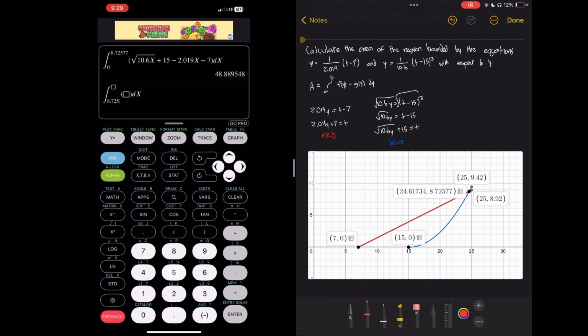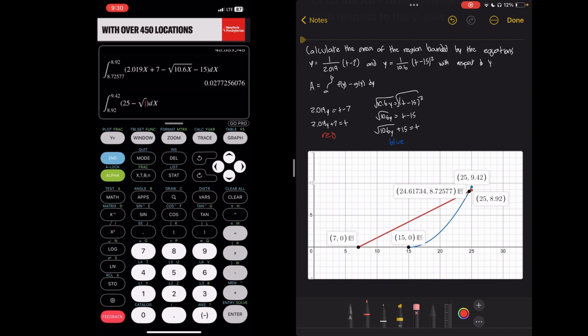The next one is from 8.72577 to 8.92. And here, the right function changes to our red function, while the left function changes to our blue function. So we will do red minus blue, and we'll get a value of 0.23. And finally, it will be 8.92 to 9.42. Here, the rightmost value is x equals 25. So we'll do 25 minus our left function, which is our blue function, and we'll get 0.07.